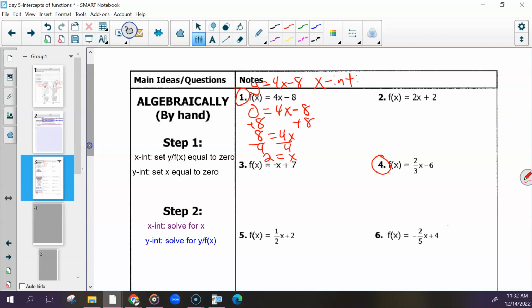Lily? Would it be 0, 2? Would it be an x-intercept? 2, 0. So your y value is always going to be 0 when you're finding an x-intercept, no matter what.